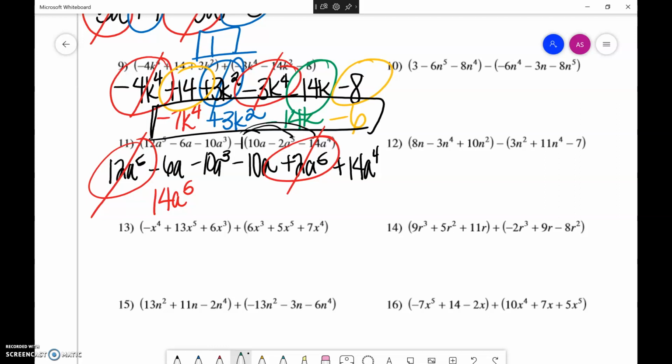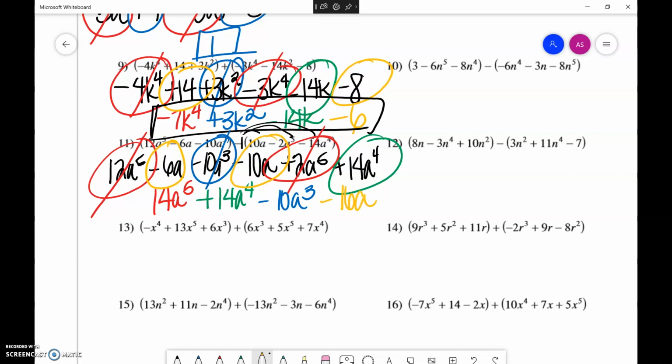Okay. I have 14a to the 4th. That's by itself, so I'm just going to bring that down. I have negative 10a to the 3rd. That's by itself as well, so I'm going to bring that down. Okay. Then I have negative 6a minus 10a. And that's going to give me negative 16a. And that's my answer.